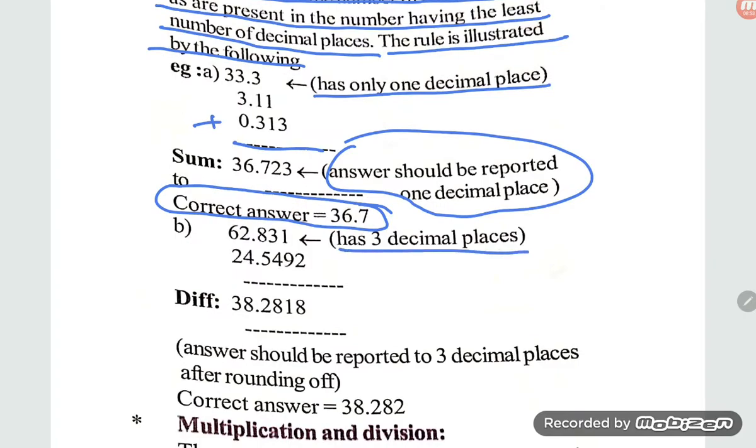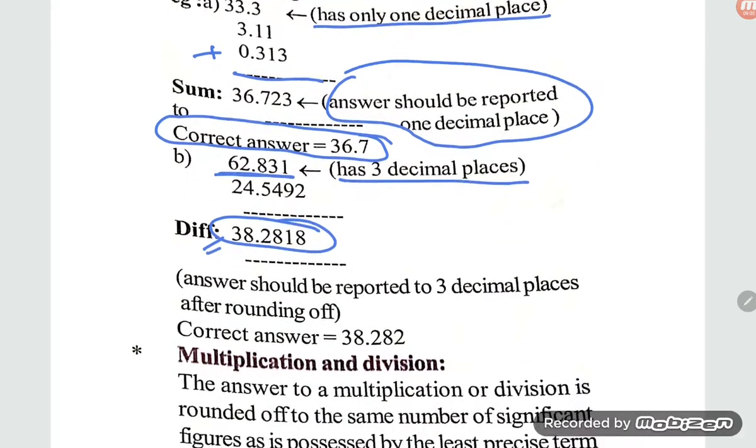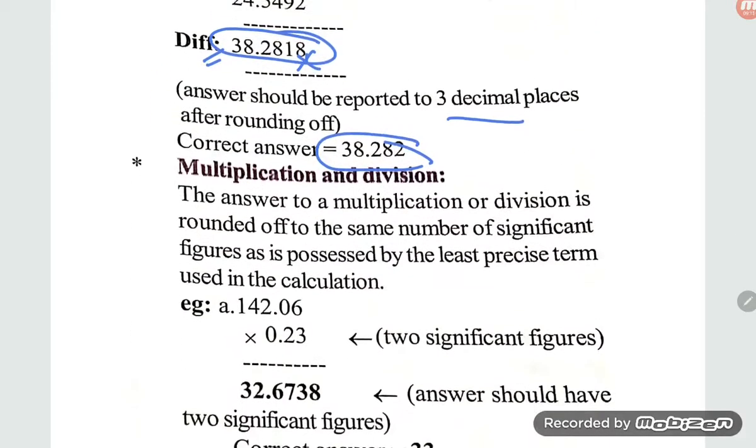The next one has 3 decimal places. You see 3 decimals here, and 4 decimals here. So we have to consider the least one. After adding, we get the sum, but the answer should have 3 decimal places. So that is 38.282, and we have to remove the last digit.